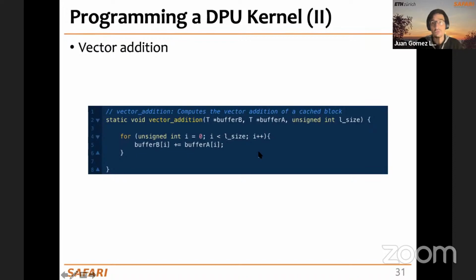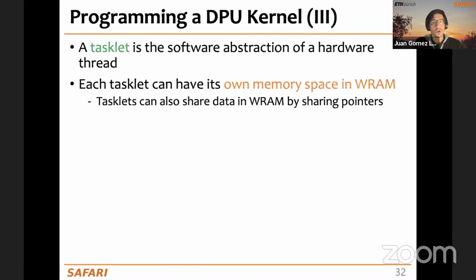single tasklet after bringing one of these chunks of A and one of these chunks of B to the WRAM. The corresponding tasklet performs this element-wise addition, as you see in this inner loop. So a tasklet, as you know, is a software abstraction of a hardware thread. So it's the software thread that runs on the DPU by using one of the hardware contexts that the DPU has. And each tasklet can have its own memory space in WRAM.